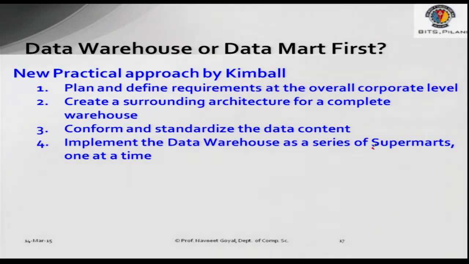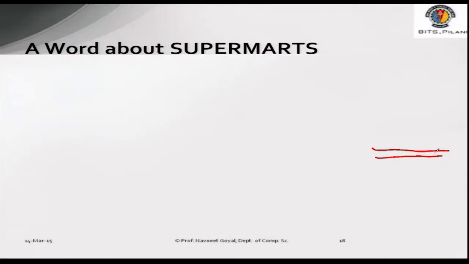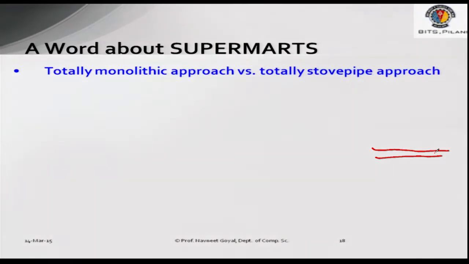So this is the new concept that was given by Kimball. I'll talk about what supermarts are one at a time. Okay, so let us talk about supermarts. A totally monolithic approach versus a totally stovepipe approach. Monolithic means one big system that you're trying to develop, right? And totally stovepipe means you are creating very small pieces and then trying to integrate them, right? That is called the stovepipe approach.